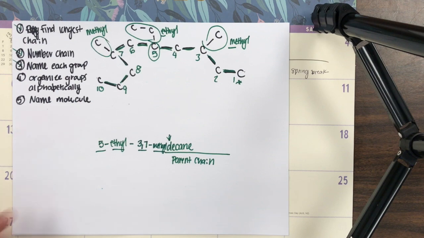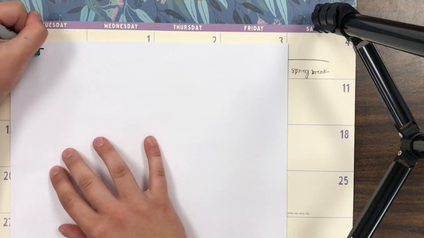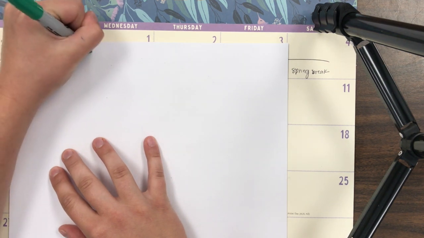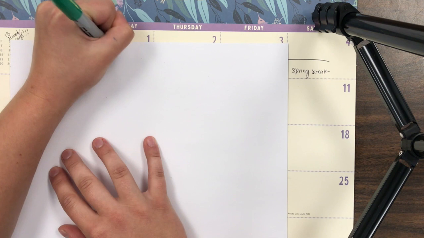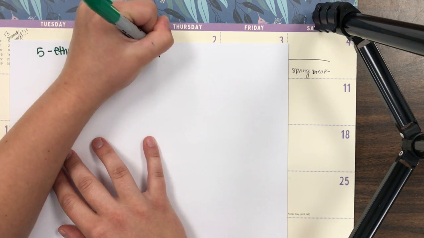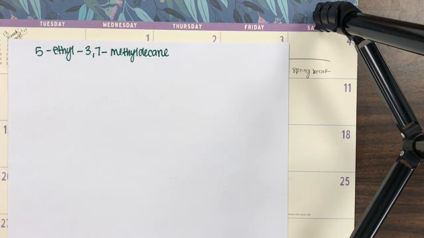So now let's work backwards from here. Let's practice drawing the chain from just the name. So if you have 5-ethyl-3,7-methyldecane, if you have this name, you can work backwards and draw that molecule. Let's see what that would look like.